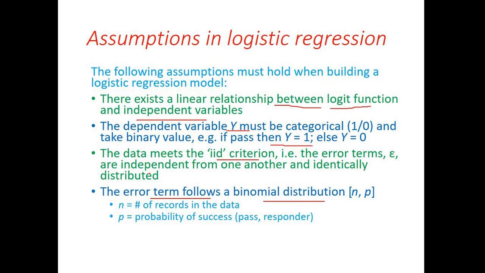What is meant by independent identical distribution? Each data item is independent of the other data items, but the probability of each data item is the same for all the data items. That is what is meant by independent identical distribution. And the error term is generally binomial distribution, where n is the number of records and p is the probability of success.